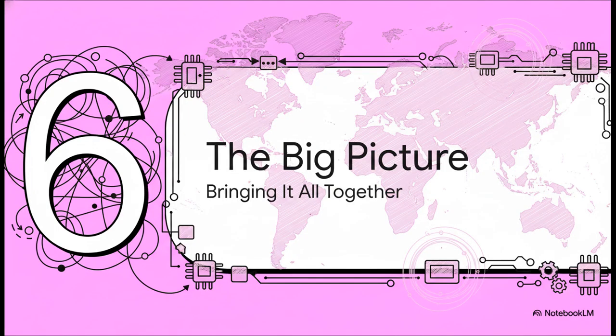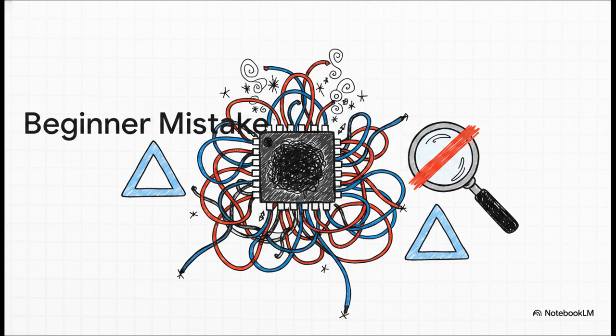Finally, Section 6, the big picture. Let's bring all of this together. As you start your own journey into HDLs, please beware of a few incredibly common beginner traps. First, do not treat your HDL code like standard software. Just don't do it. If you ignore the reality of parallel, simultaneous operation, your designs are going to fail. Second, do not skip simulation. It is your ultimate safety net.